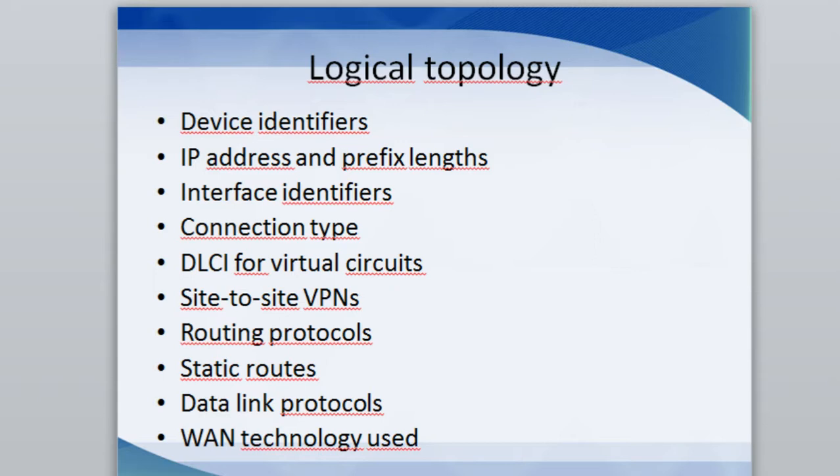This diagram should contain the following information: your device identifiers, again, the IP address and prefix length, the interface identifiers, the connection type, the DLCI for virtual circuits if there is any, the site-to-site VPNs if there's any, the routing protocols that it should have, your network, static routes, data link protocols, and the type of WAN technologies you are using in your network.